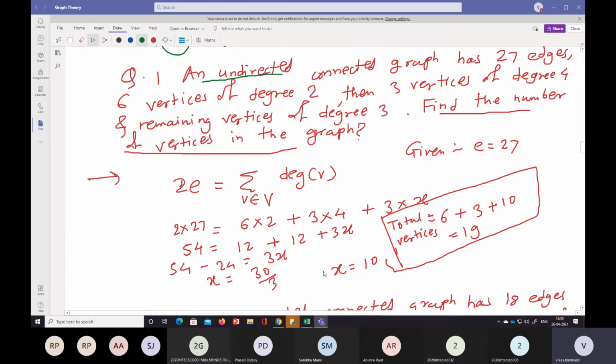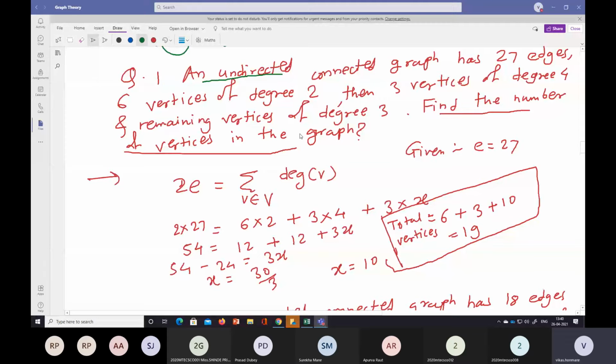So this is not the expected answer. The question asks to find the number of vertices in the graph. If the question were about the remaining vertices, then x equal to 10 with degree 3 would be true. But here it is asked to find the number of vertices in the graph. Okay, so to find it, we have 6 vertices of degree 2, that means 6, 3 vertices of degree 4, that means 3, and 10 vertices of degree 3, that means 10.